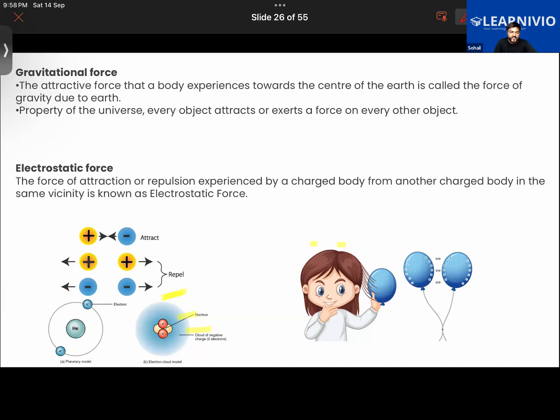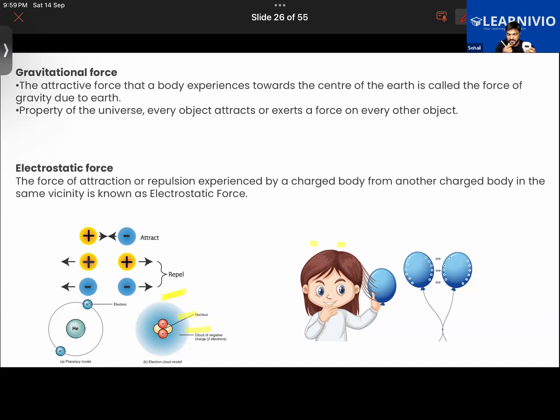So talking about gravitational force, it's an attractive force that is applied between two given objects. Whenever there are two given objects in the universe, a force of attraction acts between them. That is called gravitational force. Say you have any two given objects. These two objects will be attracting each other.